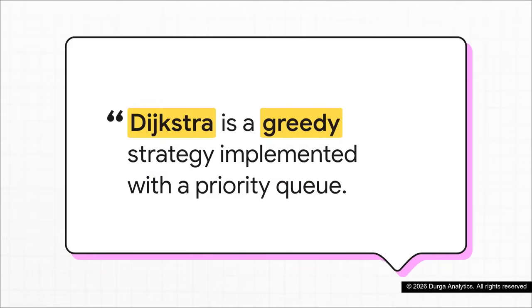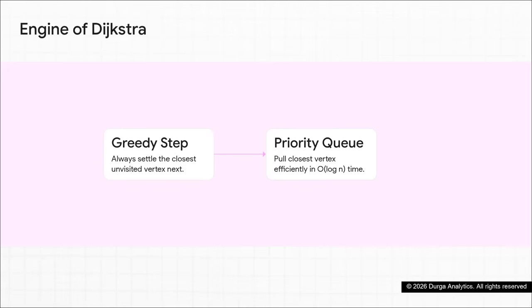You know, the real aha moment for system designers is realizing that Dijkstra is not magic. It is simply a greedy strategy implemented with a priority queue. This is exactly where multiple techniques you've learned in this course combine into a single, highly elegant solution. Think about it. By combining the greedy choice, which is always settling the closest unvisited vertex next, with a priority queue, backed by a heap that pulls that closest vertex out efficiently in O log n time, we get an incredibly powerful engine for graph routing.